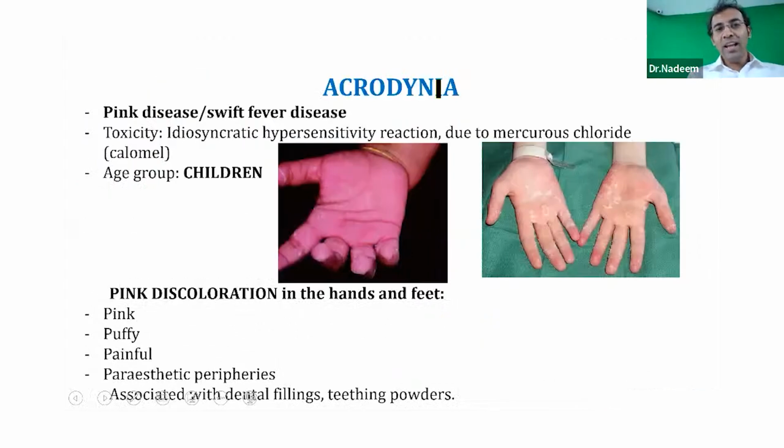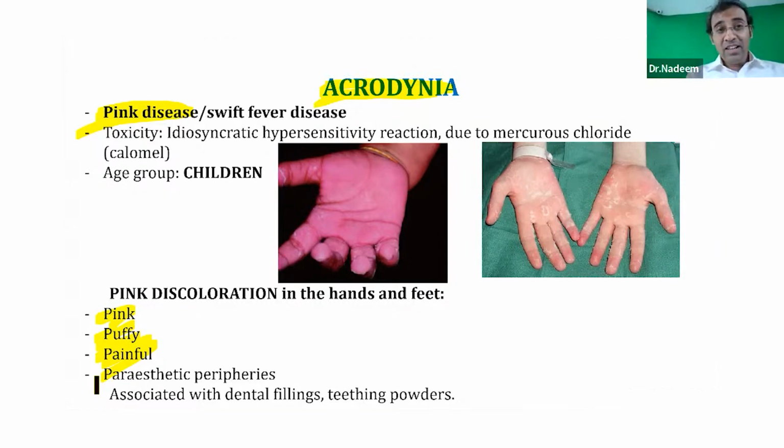Third is acrodynia. Acrodynia means what? This is also called pink disease. Pink disease. This is a type of hypersensitivity reaction because of mercurous chloride. Because of this, the hand will become fully pink, puffy, painful and all. Fine now. So this is called acrodynia, mercury poison in young age.